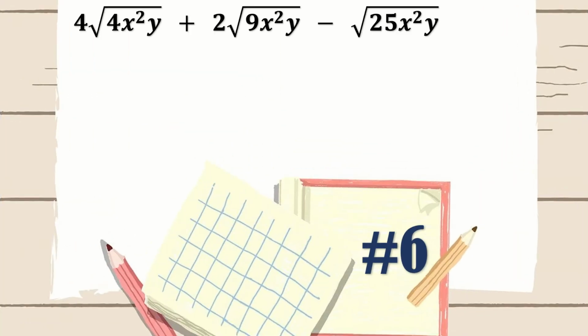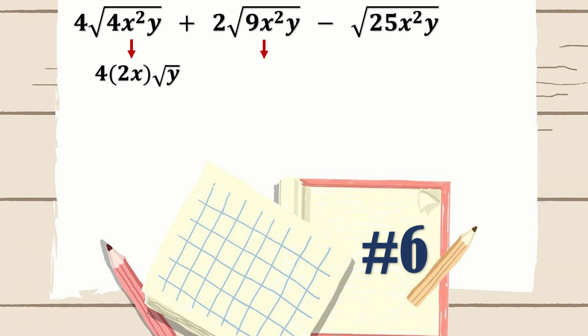Number 6, 4 square root of 4x squared y plus 2 square root of 9x squared y minus square root of 25x squared y. So simplifying 4 square root of 4x squared y, square root of 4 will be 2. Square root of x squared will be x. Then retain square root of y.